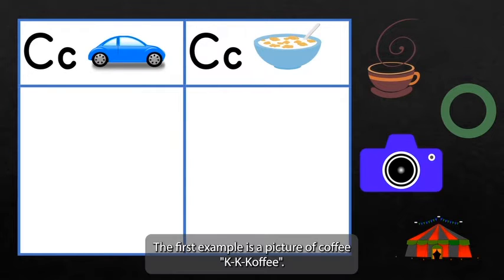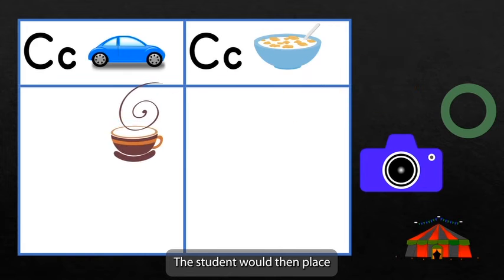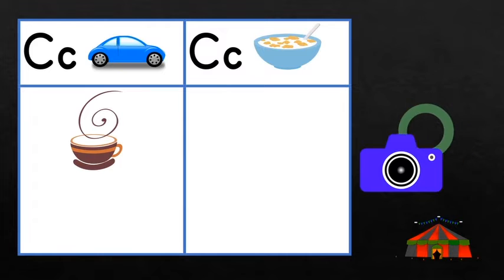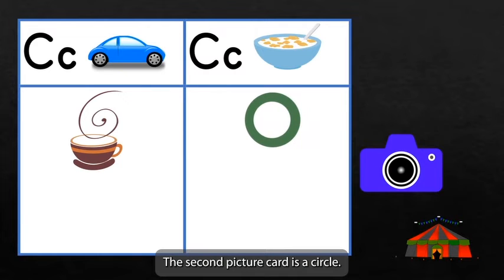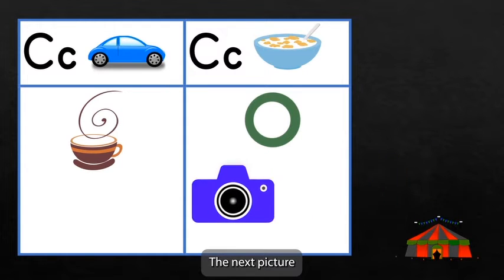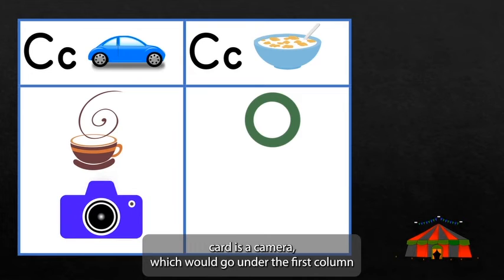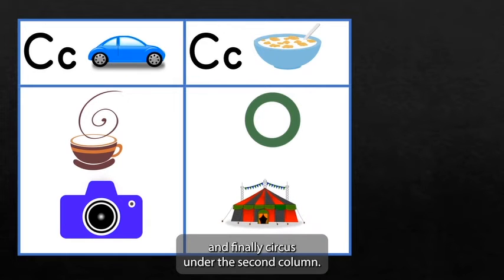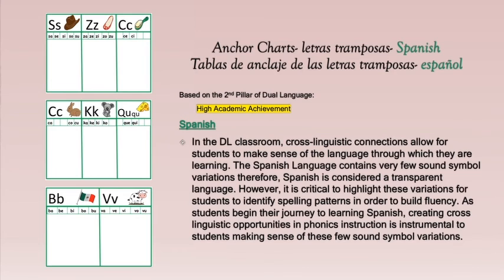The first example is a picture of coffee, k, k, coffee. The student would then place the coffee under the first column. The second picture card is a circle. Circle would go under the S column. The next picture card is a camera, which would go under the K column. And finally, circus under the S column.